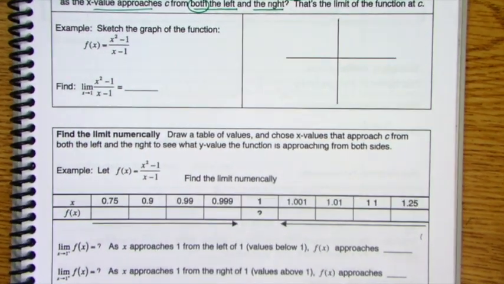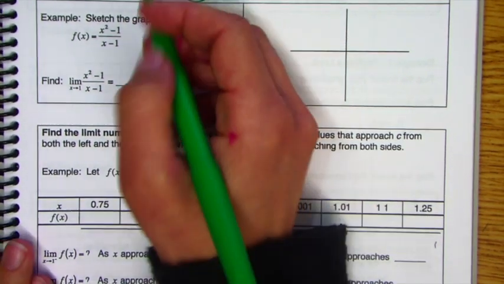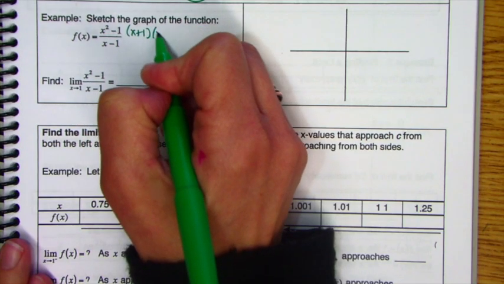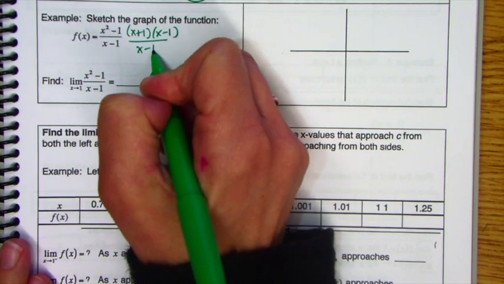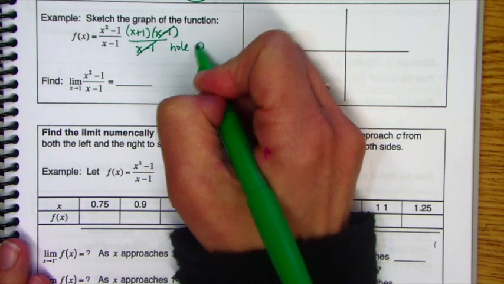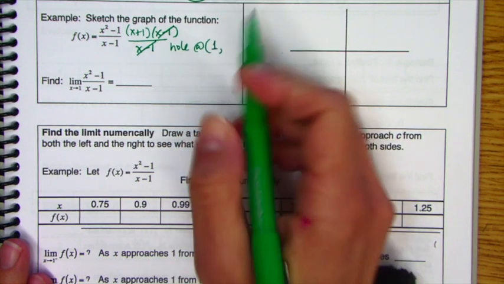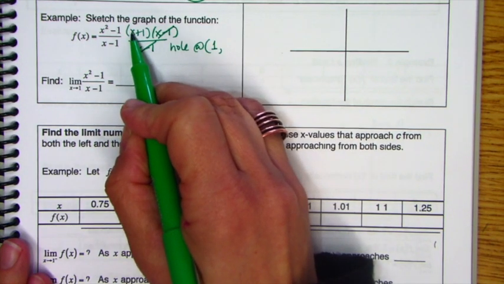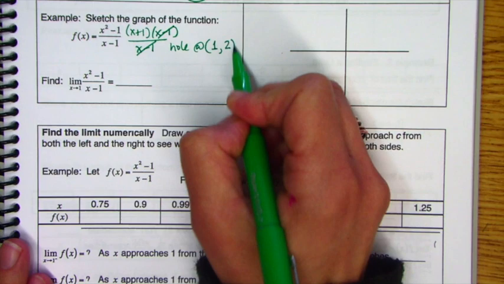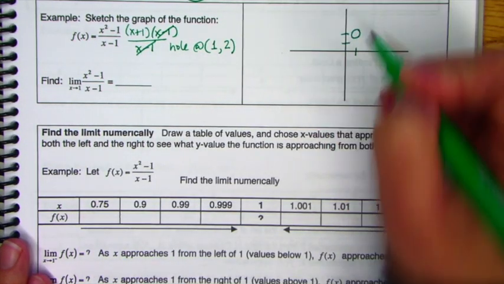All right, so you guys just did a million graphs yesterday, so you are good to go with this guy. First step, we're going to factor, and we're going to notice right away that one of those factors cancels out. As soon as that cancels, that gives us a hole. And as we practiced yesterday, you change the sign to a positive 1, and then you plug it back into the remaining function, 1 plus 1, which is 2. And so I have a hole at (1, 2).